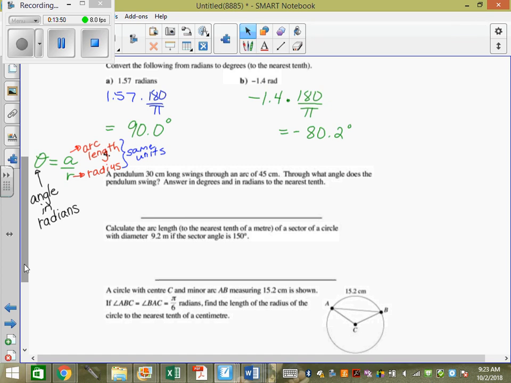So here we have a pendulum 30 centimeters long. Swings through an arc of 45 centimeters. Through what angle does the pendulum swing?